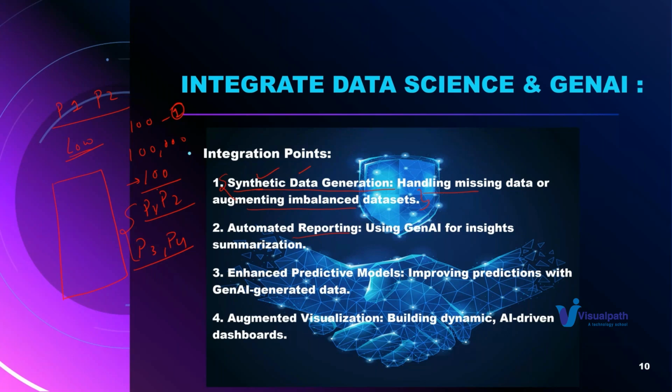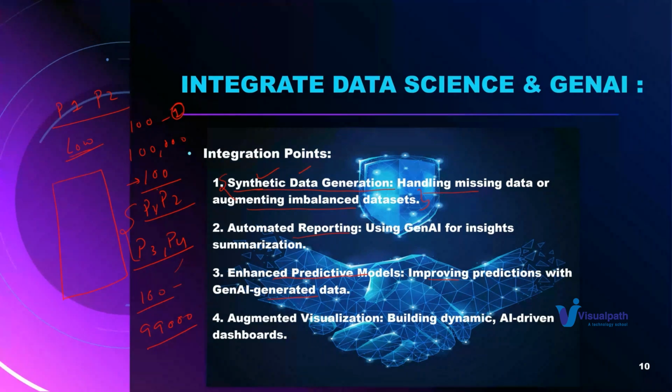The next is enhanced predictive models. So improving prediction with GenAI data. What exactly does it mean? It means that now you can use GenAI to create some synthetic data, which you can use in a model. Suppose you have only 100 data points, and that is not enough to train a model. You ask GenAI to create 99,000 more data points, which are synthetic data points. Now you can use these 99,000 plus the 100 to create your model, train your model.